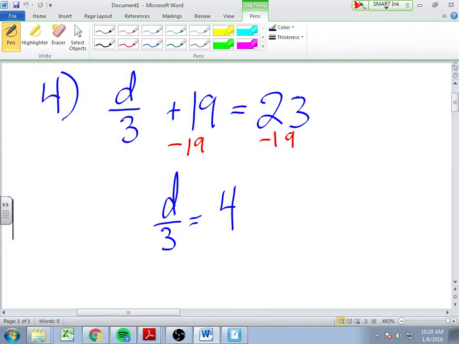So Nate, what do we do? Hold on. Divided by 3. Oh, so you just do the inverse operation? Which is multiplication by 3, or 3 over 1 if you want to say that. That would equal 12. And that gives me that d is equal to 12.